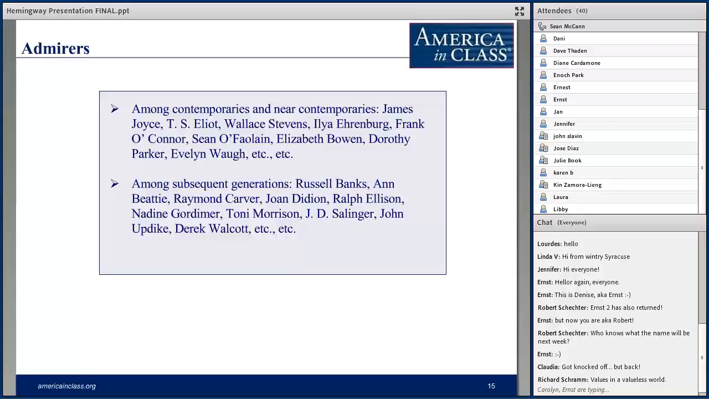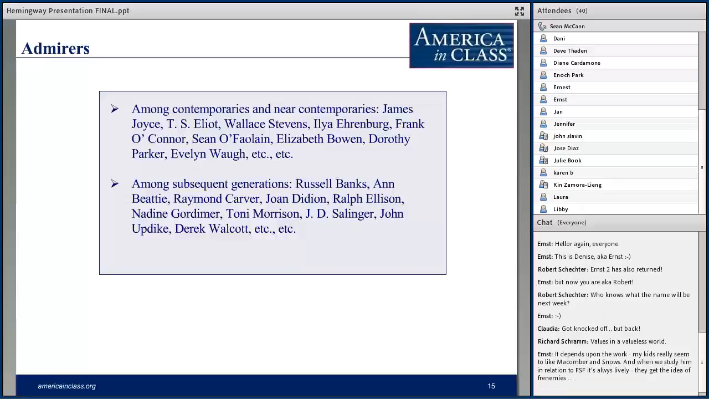Joyce himself, Eliot himself, and by the way, if you haven't heard, Hemingway could be extremely nasty and mean-spirited as a writer. He had terrible things to say about Eliot in private and in public. And Eliot himself was philosophically, in some ways, quite unlike Hemingway, but that did not prevent him from thinking that Hemingway was a great writer. This was true also of Wallace Stevens, Ilya Ehrenburg, Frank O'Connor, Sean O'Faolain, Elizabeth Bowen, Dorothy Parker, Evelyn Waugh, and the list can be extended. So all sorts of people who you might look at and say, very few of these are like the other, all recognize that Hemingway is a great writer. And so is the case for a subsequent generation.